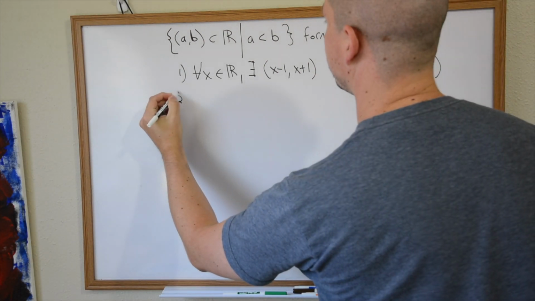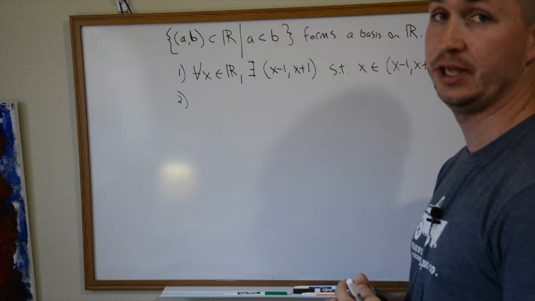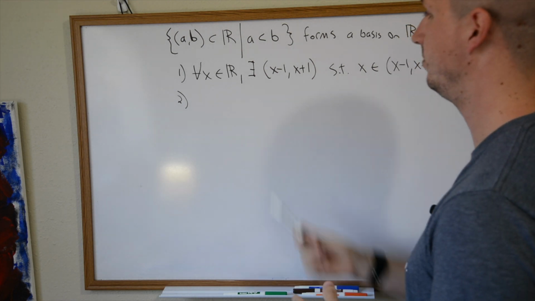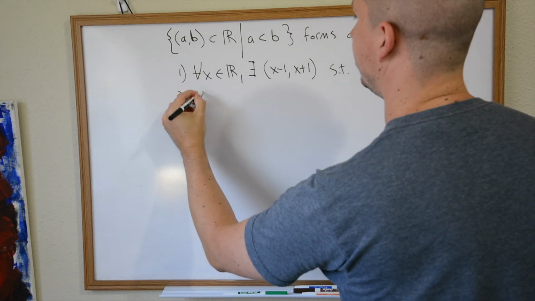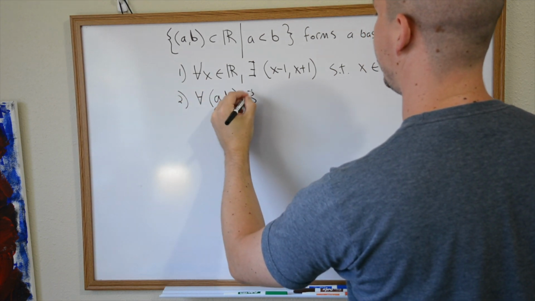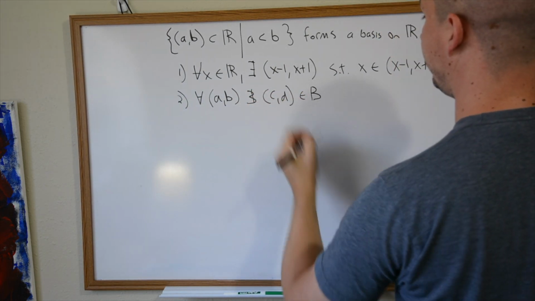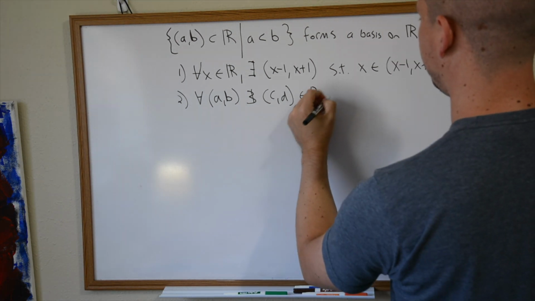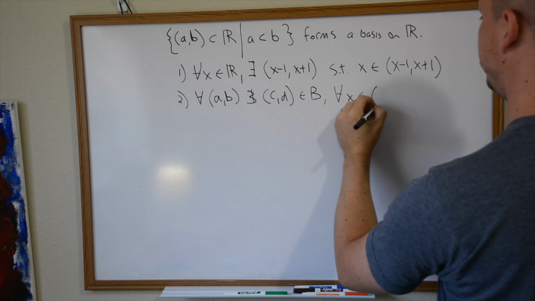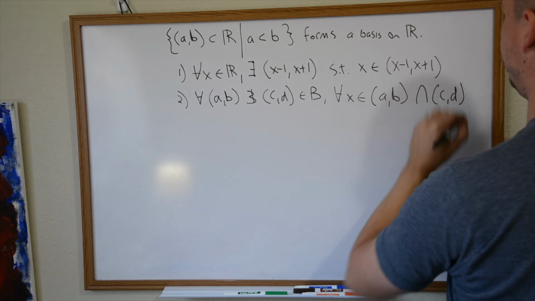And then part 2, we need to verify that the intersection of intervals like these can also fit intervals within them. This seems pretty intuitive, maybe a little trivial, but still got to show it to be sure. So we're going to say for every interval from A to B and interval from C to D within this set of basis elements B, there's going to be some x which resides in their intersection. So from A to B, intersect C to D.